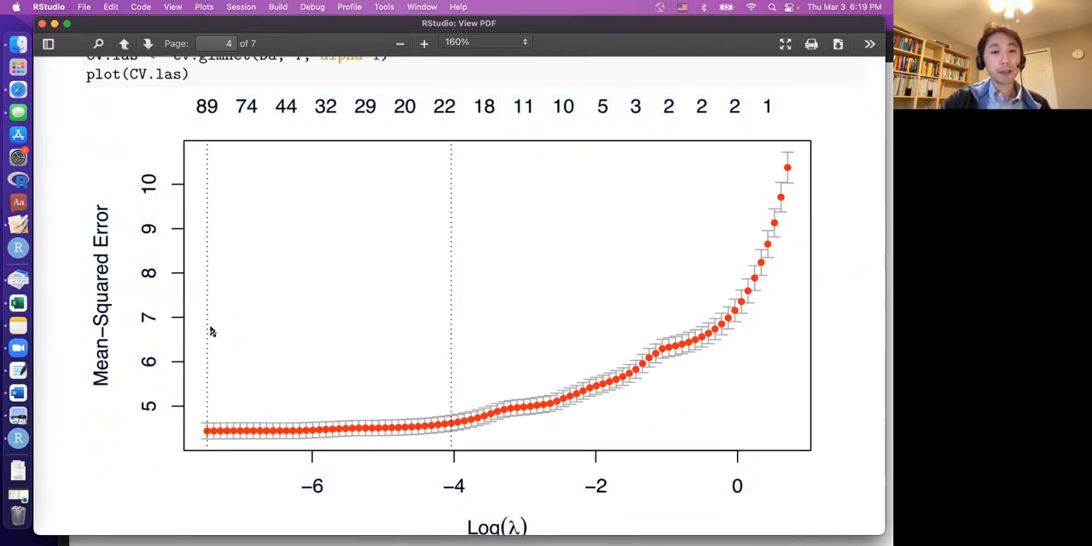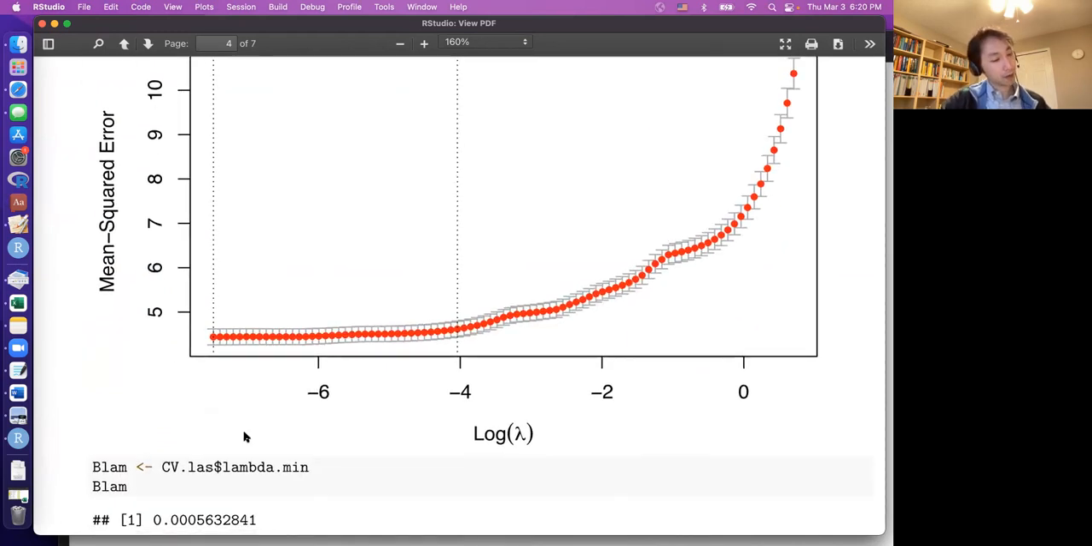So this is the result. This is the log of lambda. Log of lambda equal to 0 means lambda is equal to 1. Minus 4 is maybe about 1 over 50, and here maybe 1 over 100, and so on. You can see that this is the optimal point.